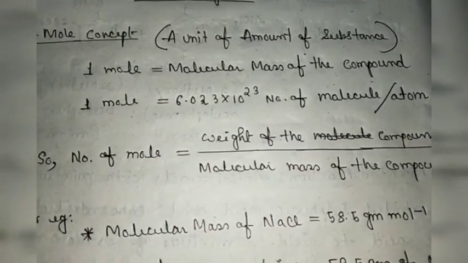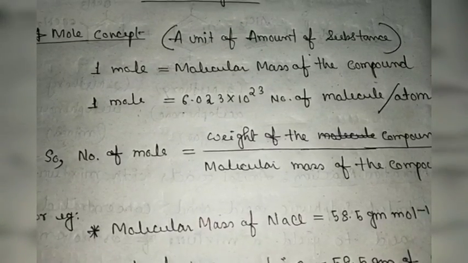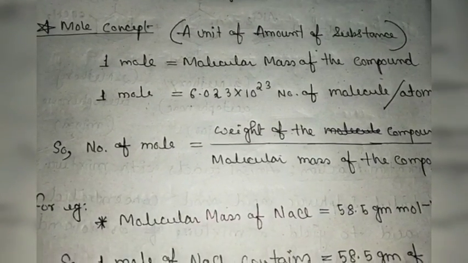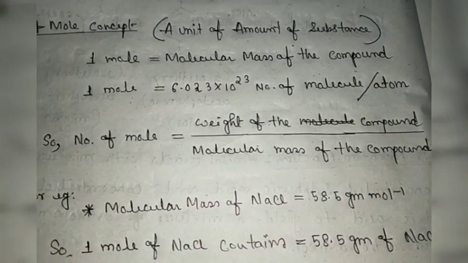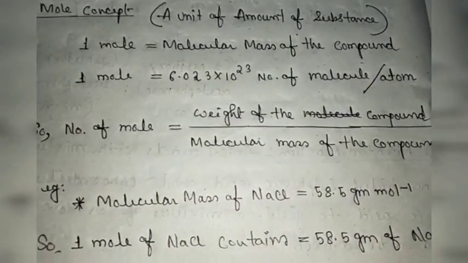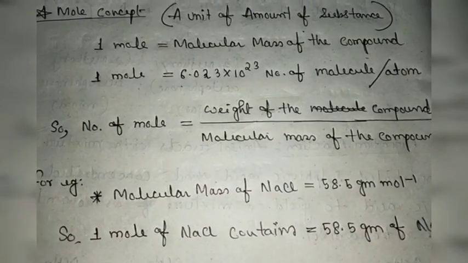So this number, 6.023 into 10 to the power 23, is called Avogadro's number. So number of mole is equal to weight of the compound divided by molecular mass of the compound. This is the formula for calculating number of moles.